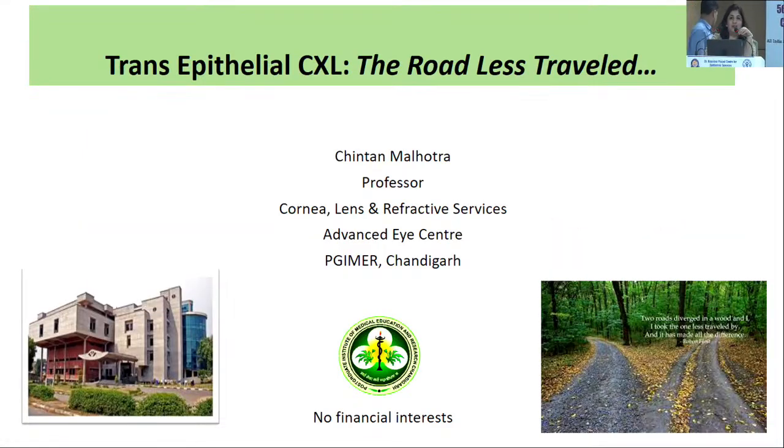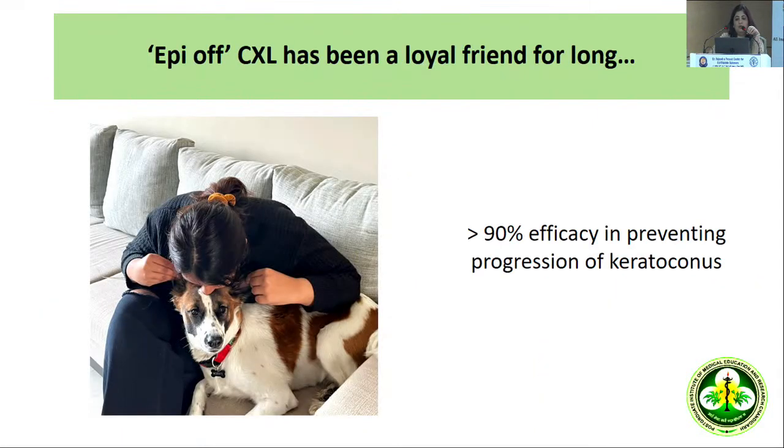So thank you, ma'am, and a very good morning to all. I'll be speaking about transepithelial CXL, something which not many people do and not many people believe in, and just try to take you through a journey which we're going through to see whether it's worth the effort or not.